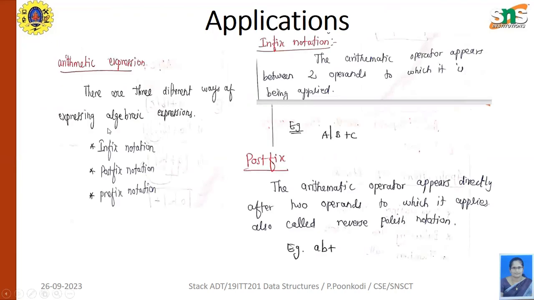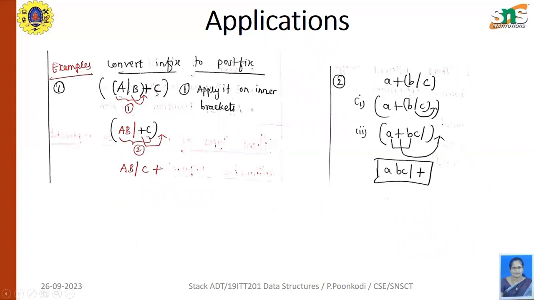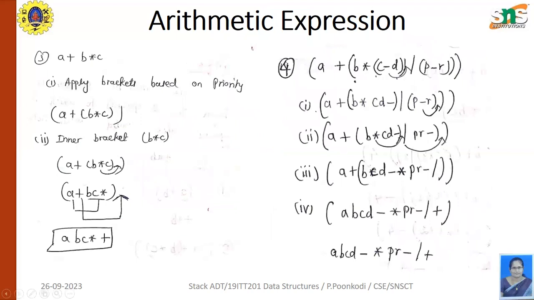These are a few examples of the applications of our stack ADT. The arithmetic expression: before we go into that, first you should know what an expression means. An expression is the combination of operands and operators. Arithmetic expressions are formed with the help of three notations: infix, postfix, and prefix notations. This is the example of how we convert infix to postfix expression. The purpose of converting the infix expression into postfix is to evaluate whether the given expression is correct or not.